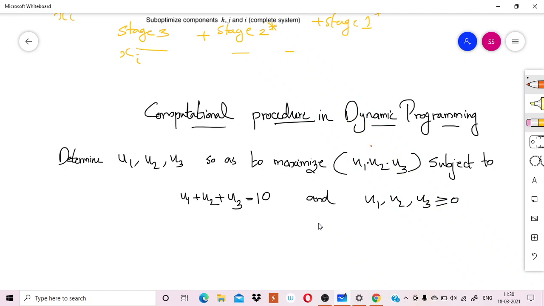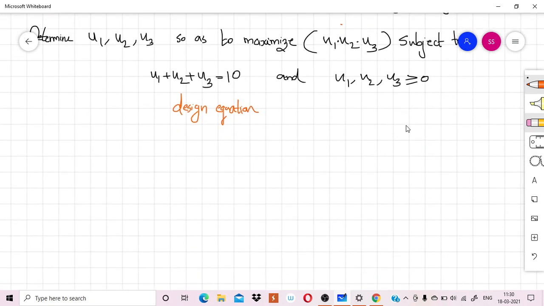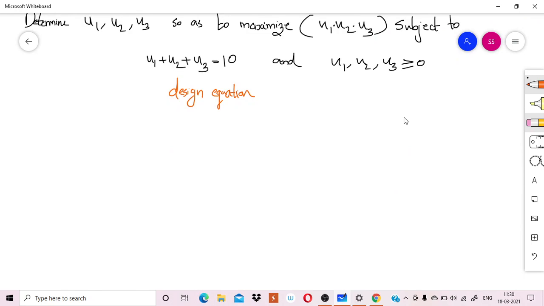Then u1, u2, u3, subject to u1 plus u2 plus u3 equal to 10, is our design equation, or characteristic equation, you can say. Now we will proceed to our solution. The solution is: let the decision variables be u1, u2, u3 and let x1, x2 and x3 be the state variables.